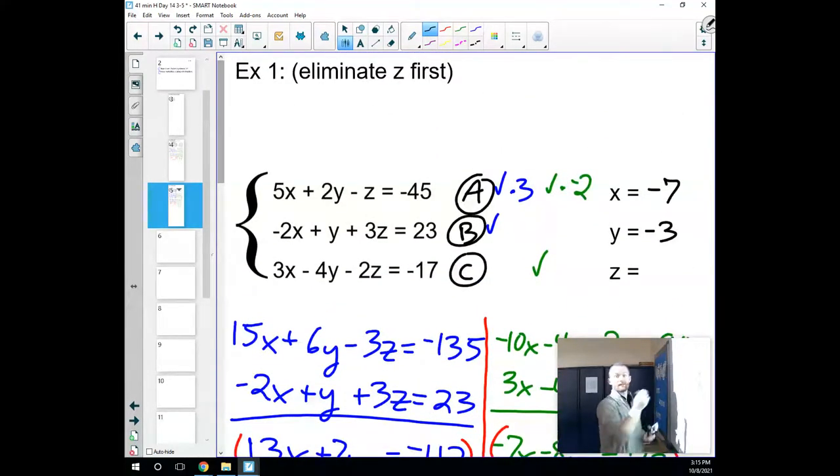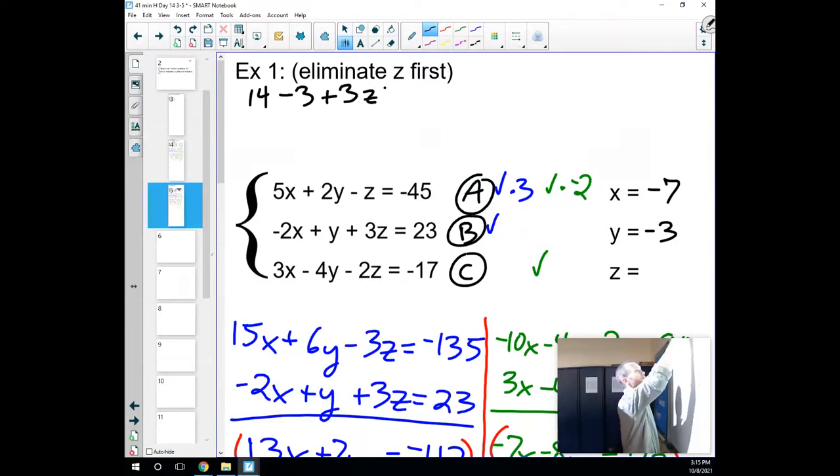Now, we just plug in negative 7 and negative 3 for x and y respectively, and we'll be able to find z. Which one do we want to use here? I guess b is probably fine. Yeah, we'll just use b. So negative 2 times x, that's negative 2 times negative 7. That becomes a positive 14. Plus y is minus 3. And plus 3z is just plus 3z. That's our remaining unknown. Equals 23. Simplify and solve. So this becomes 11 plus 3z equals 23.